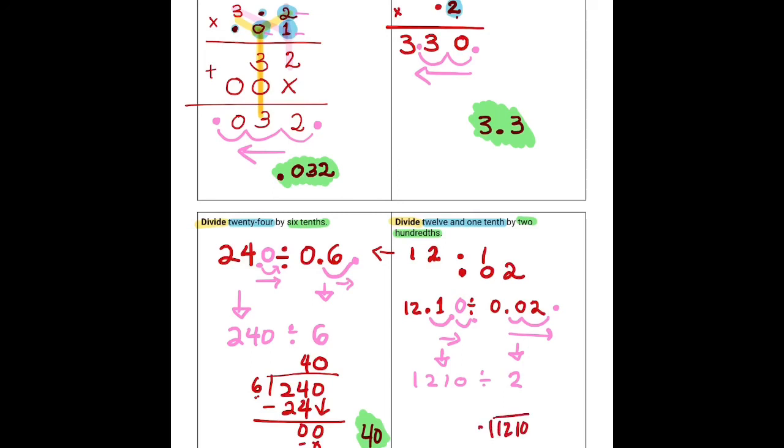1,210 divided by 2, 6, 12, bring down 1, 0, 0 times 2 is 0, bring down the other 0, 10 divided by 2 is 5, 5 times 2 is 10, no remainder. So the answer is 605. Oops, why did that become an eraser?